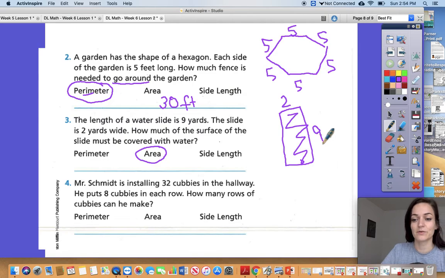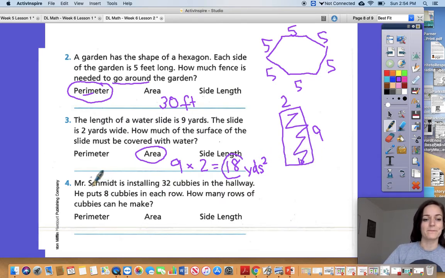To find the area, remember, I do length times width. So I'm just going to take 9 times 2. 9 times 2 is 18. And if you couldn't remember that one, you could do your 9s trick. For this one, since I'm doing area, I do have to do yards, which I can shorten to yards squared, because I am counting how many little squares are on the inside because I did area.